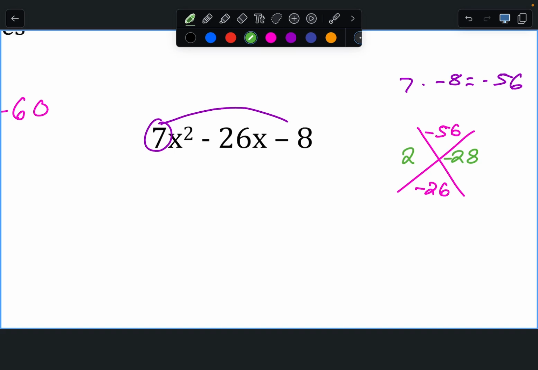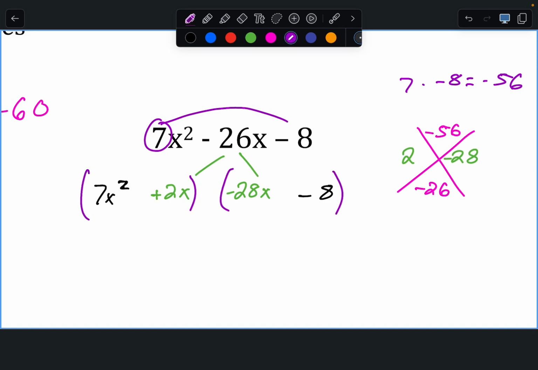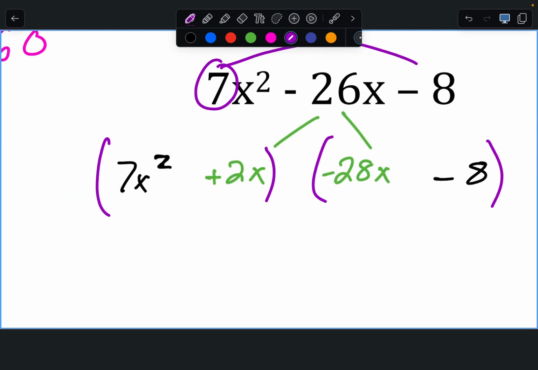Okay, so again, in split the middle, my first term and my last term stay the same, so it's 7x squared, and then it's minus 8, and I'm going to split these up into my 2 factors. The first one I found was plus 2x, and the other one was minus 28x. So now I have my 4 terms and I factor by grouping. I group my first 2 and I group my last 2. When I look at my first set of parentheses, 7x squared and 2x, what can I take out of this group?